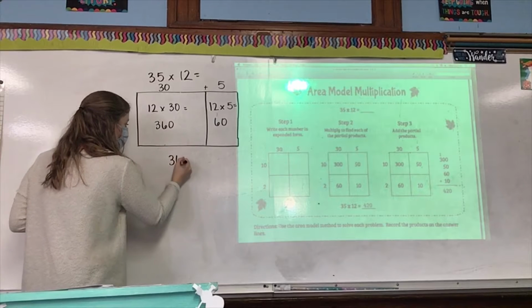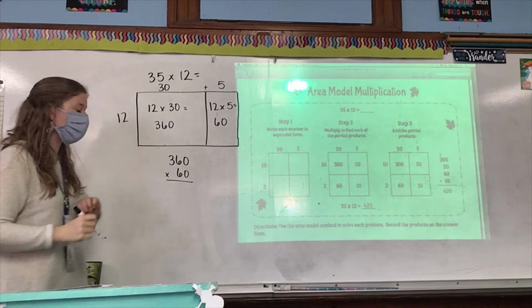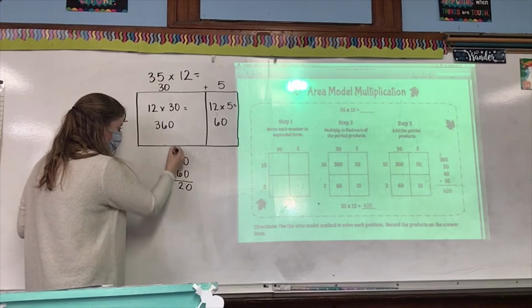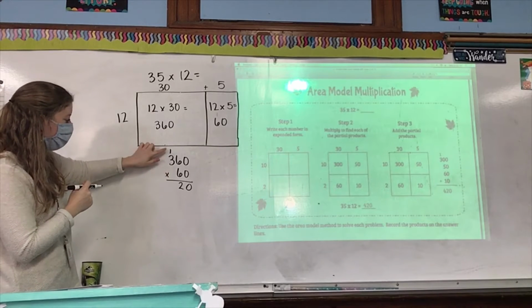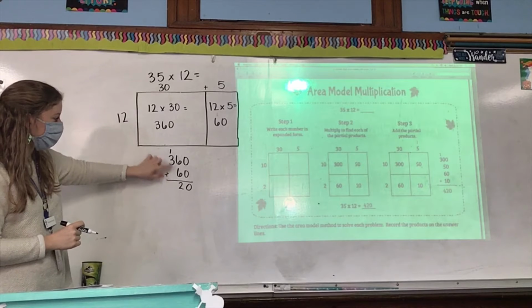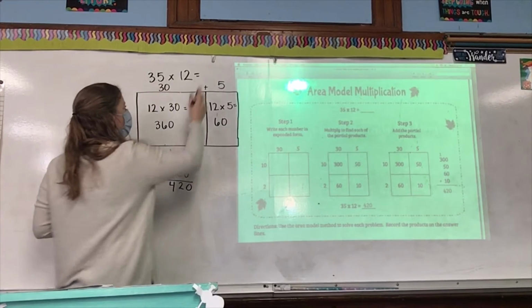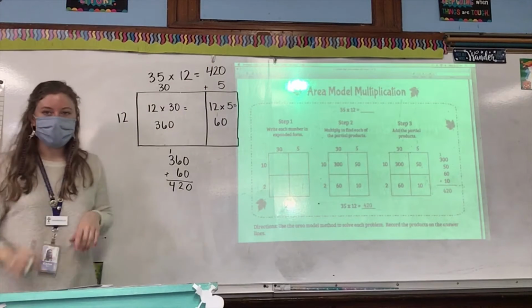So I'm going to add those two partial products. 0 plus 0 is 0. 6 plus 6 is 12. Regroup the 1 to the hundreds place. 3 plus nothing is 3. Whoops, I'm adding, not multiplying. 3 plus nothing is 3. Plus 1 is 4, which means 35 times 12 is 420.